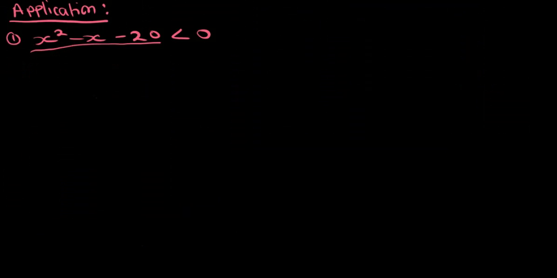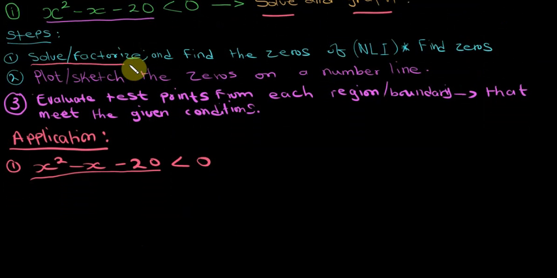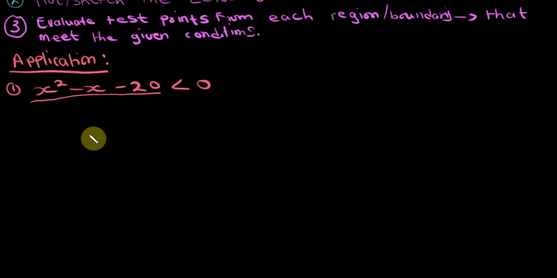To solve this, the first step says factorize. It says solve the equation or factorize to find your zeros. So let's find the zeros. To find zeros, we need to factorize this one. It's a quadratic equation, meaning it has 2 zeros, so I'll just write the brackets.